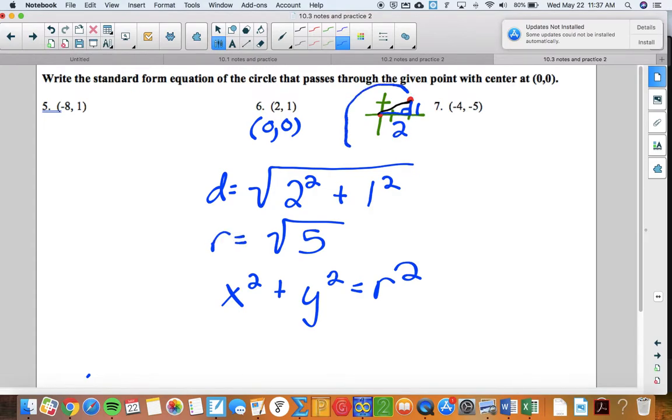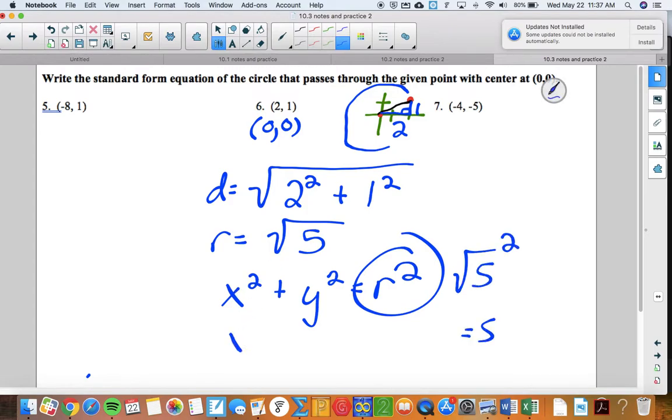I could sketch a little circle through that. So now I plug the square root of 5 in here. So the square root of 5 squared is just 5. So I have x squared plus y squared equals 5.